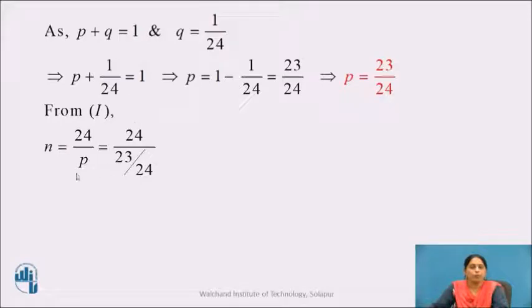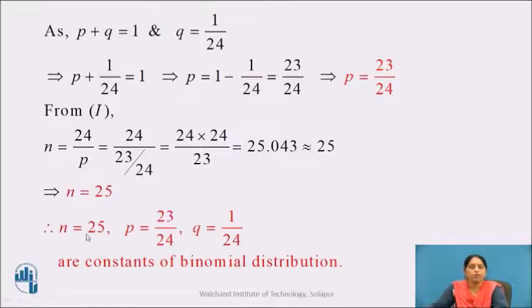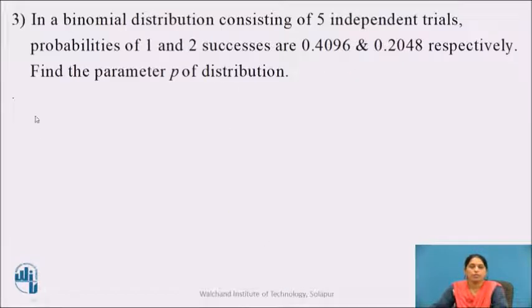From equation 1, n is equal to 24 by p, which gives us the value of n as 25.043. But as we know that n is the number of trials, it should be an integer. That's why we round off this number to 25. Therefore, n equals 25, p equals 23 by 24 and q equals 1 by 24 are the constants of the binomial distribution. Now, let us see the third example.